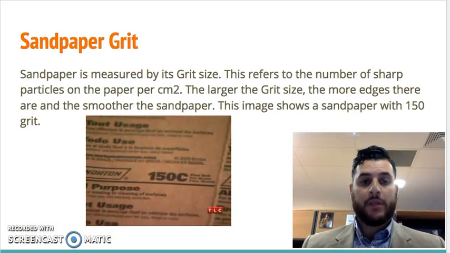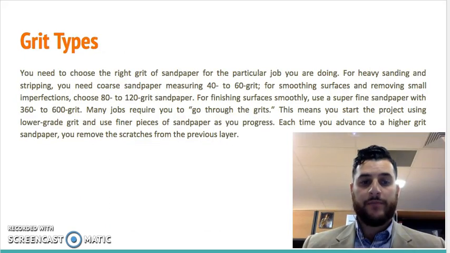Okay. Sandpaper grit. So sandpaper is measured by its grit size. This refers to the number of sharp particles on the paper per centimeter squared. The larger the grit size, the more edges there are, and the smoother the sandpaper. So this image is showing you what the back of sandpaper that is 150 grit looks like. And you'll see it's in big bold letters. And that's how you know the grit size of your sandpaper.